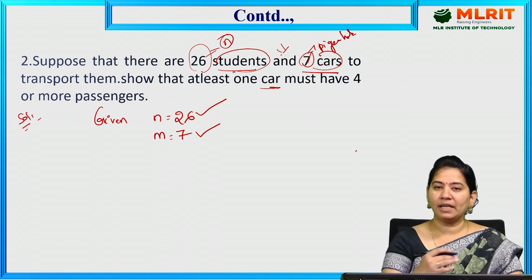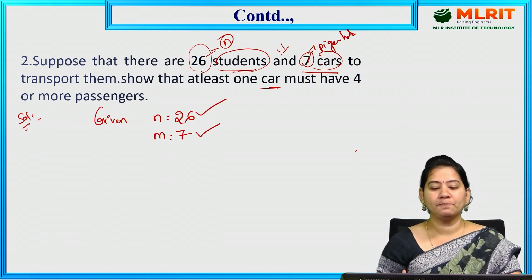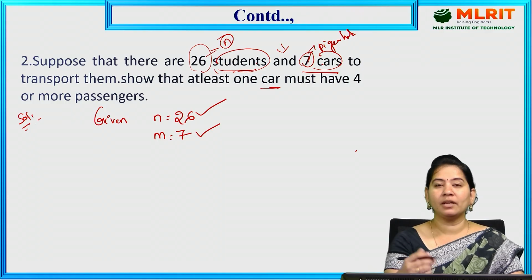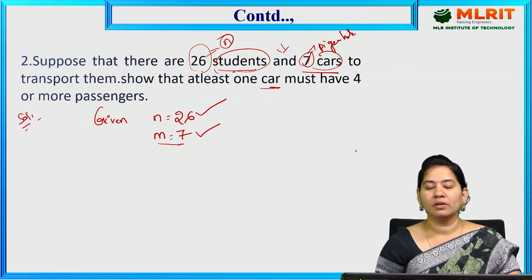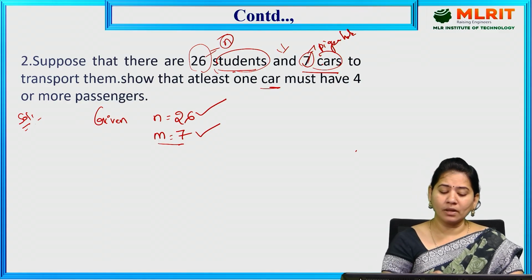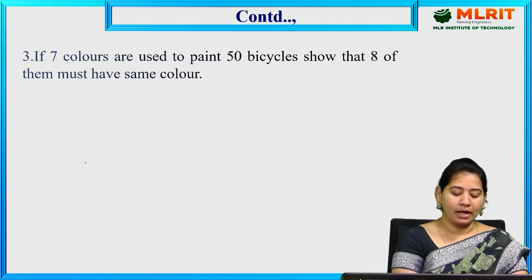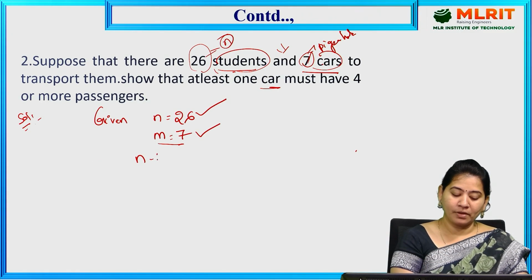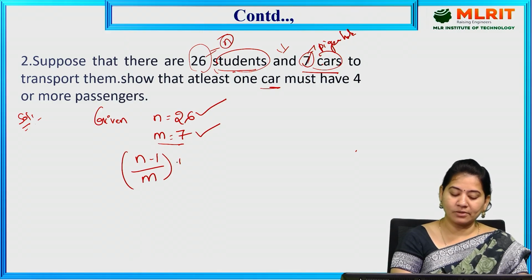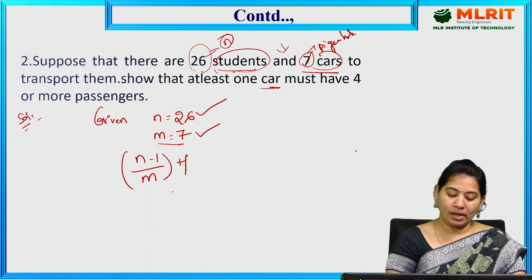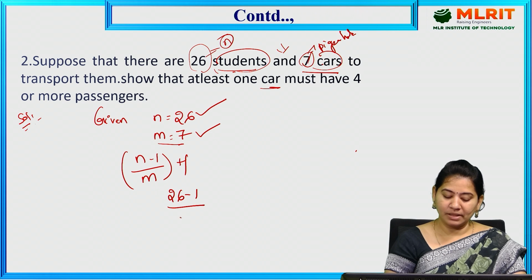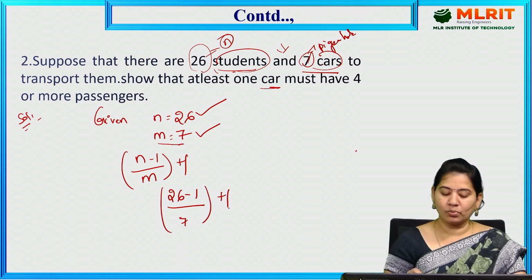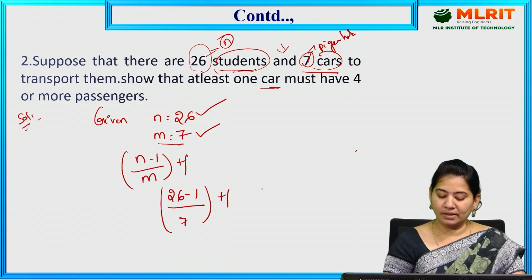So that's why, by taking the pigeonhole principle, you have to understand this n value is nothing but the number of pigeons, just like the number of students, and here the cars are nothing but the pigeonholes. Now, after considering this n and m value, according to the generalized pigeonhole principle, we have (n minus 1) by m, plus 1. Now what is the n value here? 26. So n minus 1 is 25, and m is 7.